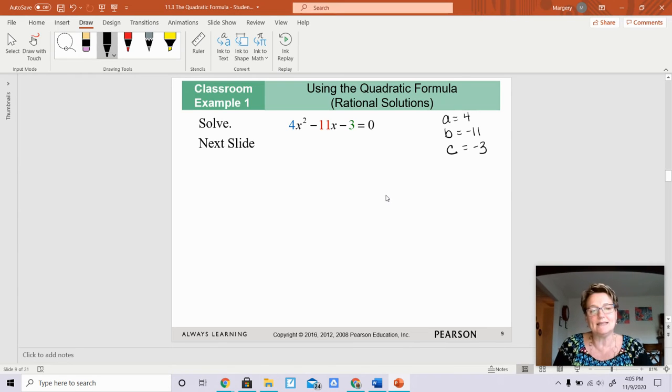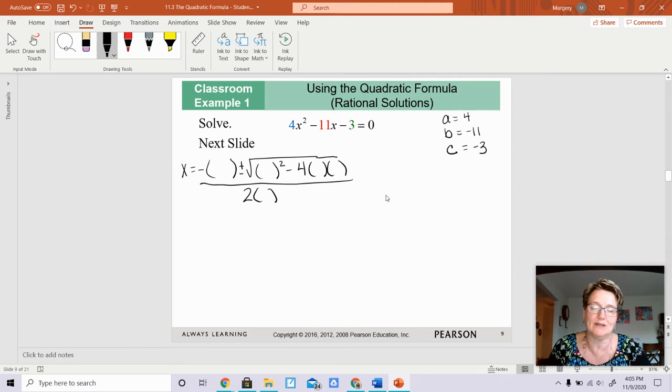Your formula is this: x equals negative b plus or minus the square root of b squared minus 4ac all over 2a. Now, I highly recommend that you write the formula down, especially until you get used to using it, and put it right on your desk so that you can look at where the a's are, where the b's are, and so forth. So what I'm going to do is put in here where b is. B is negative 11.